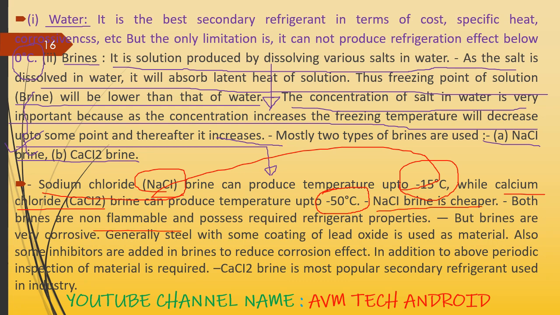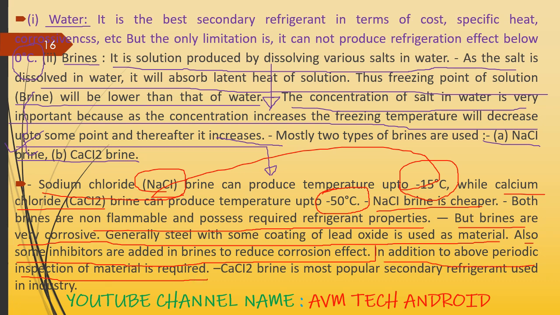Both brines are non-flammable and possess the required refrigerant properties, but the brines are very corrosive in nature. Generally, steel with some coating of lead oxide is used as a material. So here corrosion is a problem, otherwise we can achieve a very low temperature easily. Also, some inhibitors are added into the brine to reduce the corrosion effect. So we add the inhibitors, and the corrosion effect will be minimized. In addition to the above, periodic inspection of the material is required. So periodically we have to check all the refrigerant carrying pipelines.